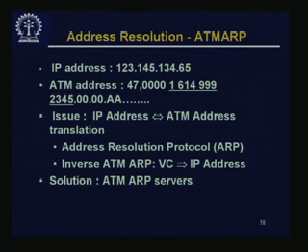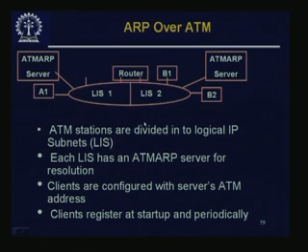So, you have to do address resolution. The valid question here is: if the IP address is this, what is the ATM address? So you have to do an ATM ARP, that is IP address to ATM address translation. The address resolution protocol is used. Inverse ATM ARP means VC to IP address. The solution is to use an ATM ARP server. So there are ATM ARP servers. This is a diagram. Suppose this is logical IP subnetwork number 1 and this is logical IP subnetwork number 2. Each of them has its ATM ARP server for doing ARP, that means IP to ATM address translation and vice versa. Nodes are connected.